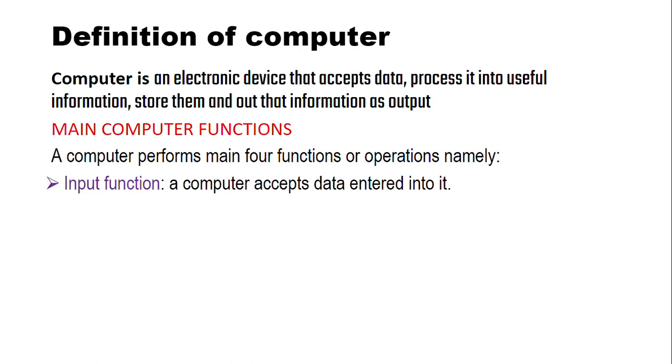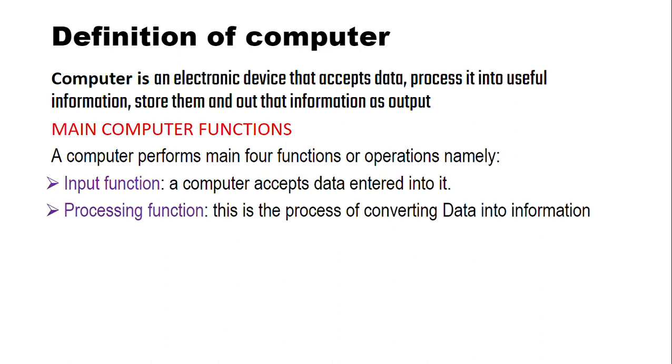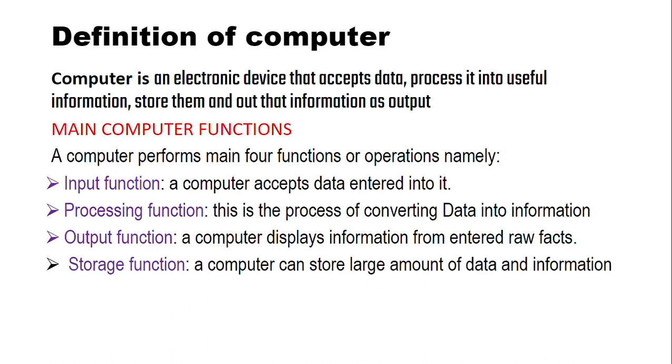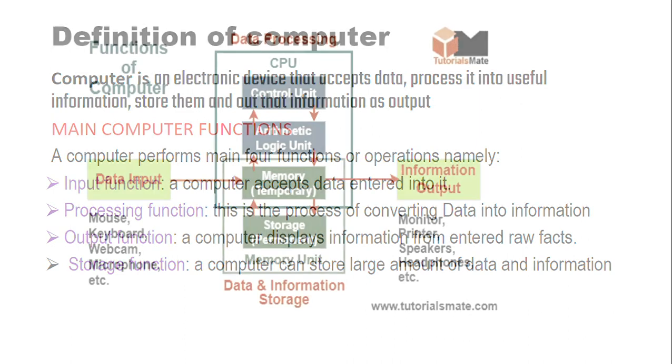Function number 1 is input. It accepts the data that you have entered. Number 2, it turns the raw data into information. And 3, it displays information from entered raw facts. And lastly, it can store a large amount of data and information. It stores data before they are processed, and after being processed, it stores information.